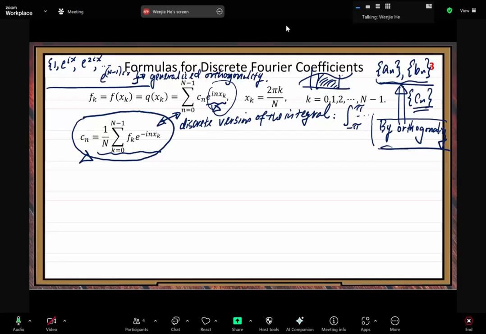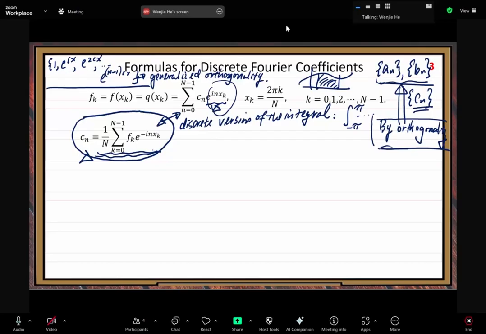You make a lot of slices. Each slice you use a rectangle to approximate. Then you take the summation of all the areas of those rectangles, so you get an integral. That's the definition of the integral. Now, here you need to do the discretization. When you do that, you use the summation to represent the integral.